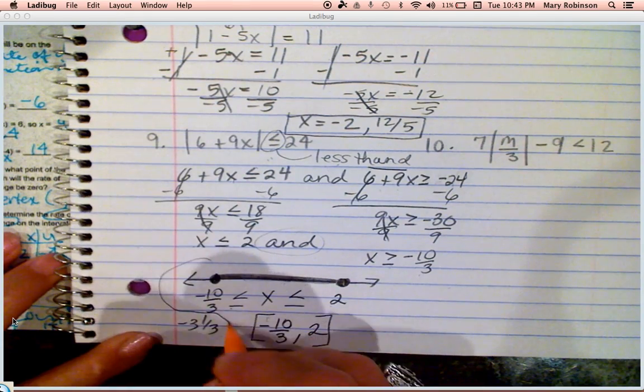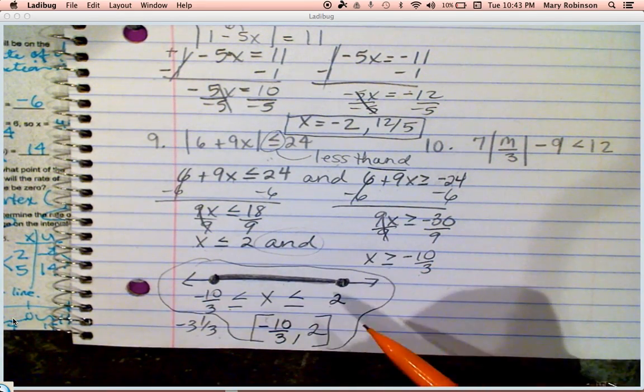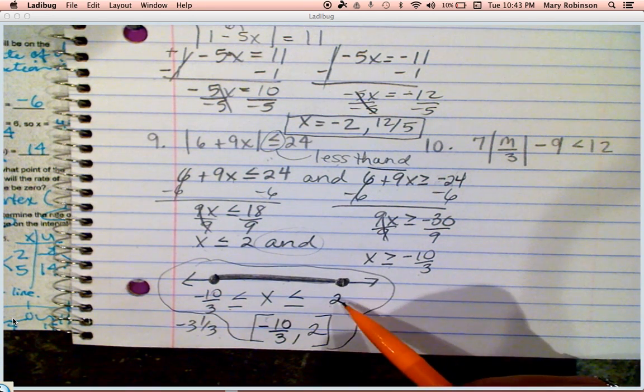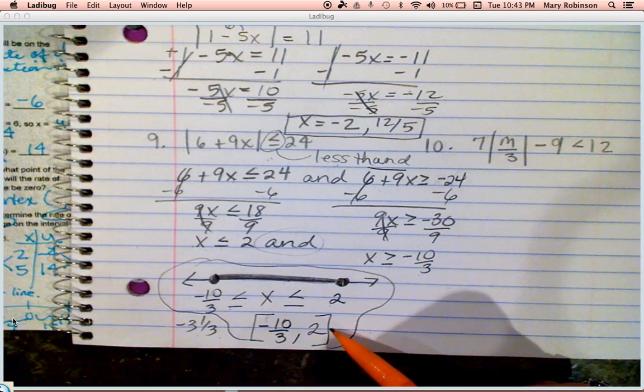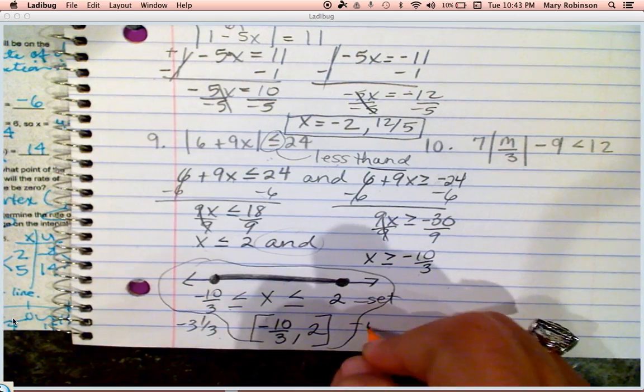So these are the 3 things. When I say this is a 3-point problem, these are the 3 answers I'm looking for. The correct number line, the correct compound inequality, and interval notation. So this is your set notation, and this is interval.